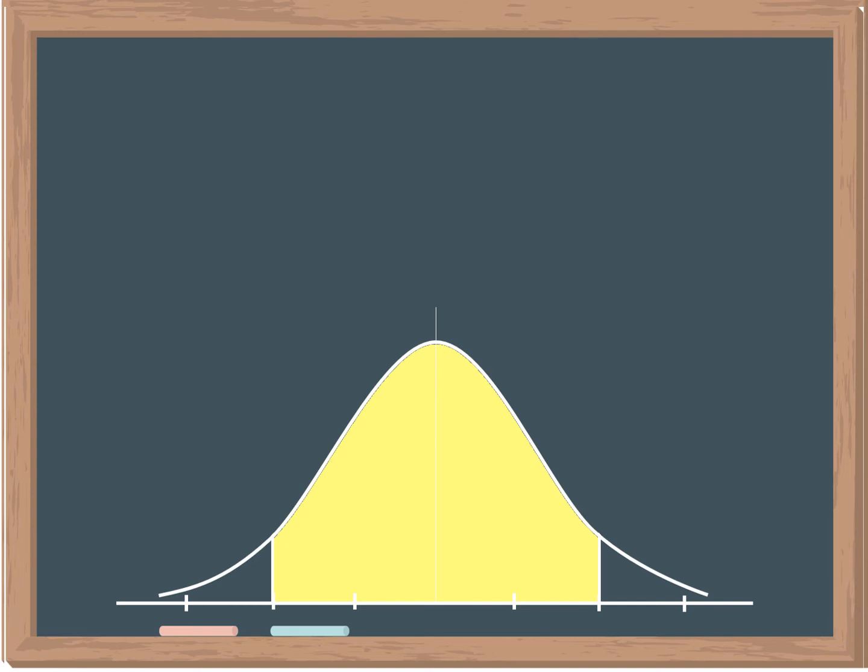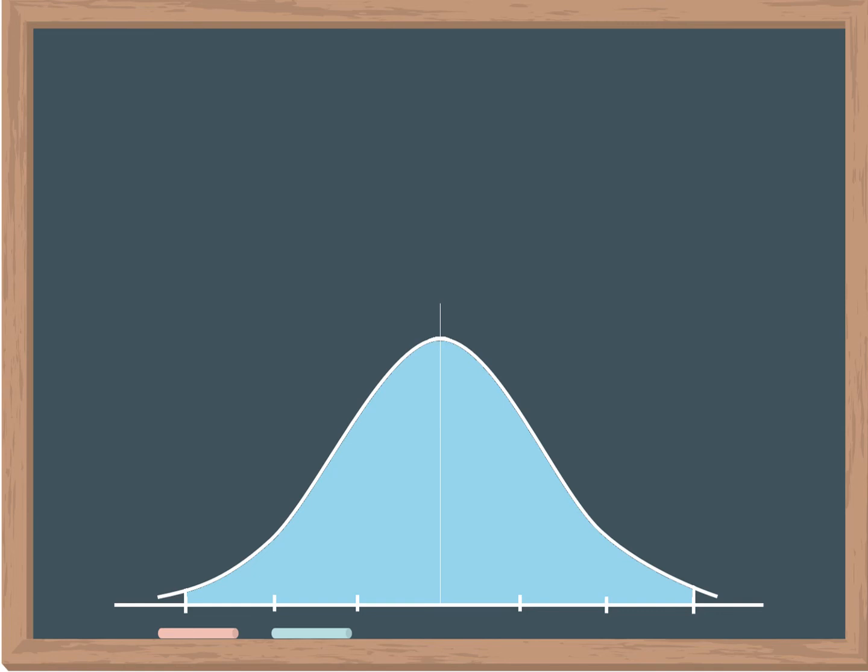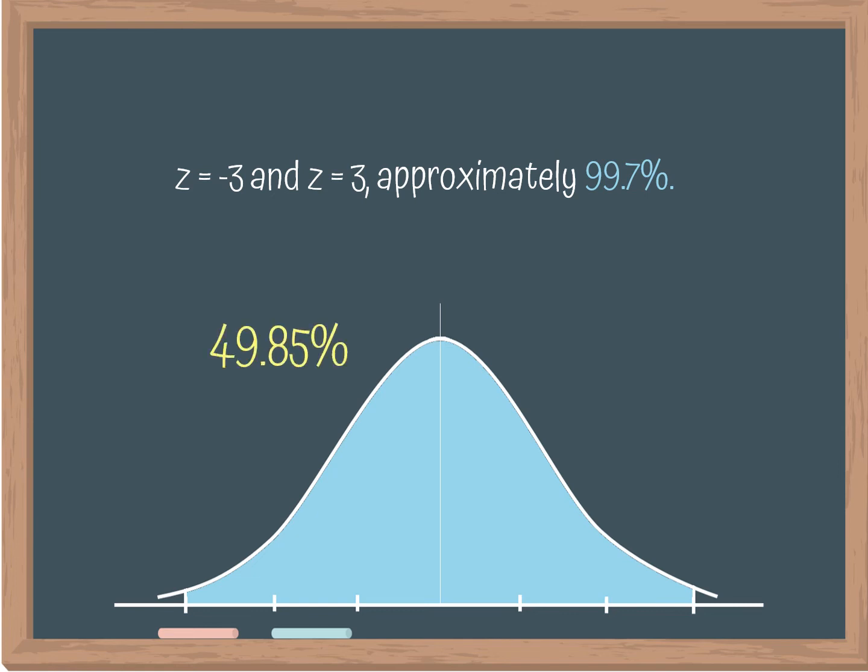Second, for z values between -2 and +2, the area under the normal curve is approximately 95.4%. The same with the first one, it gives us 47.7% on the left side and another 47.7% on the other side. And lastly, for z values between -3 and +3, the area is approximately 99.7%. Also, that will be 49.85% on the left side and 49.85% on the right side.